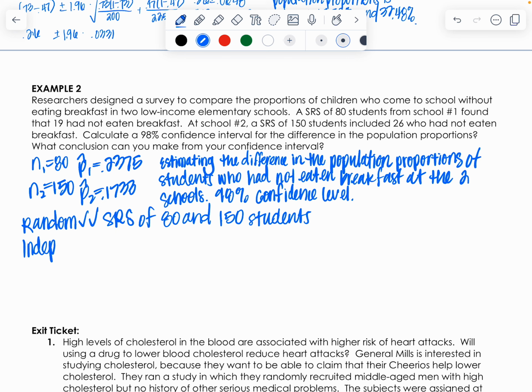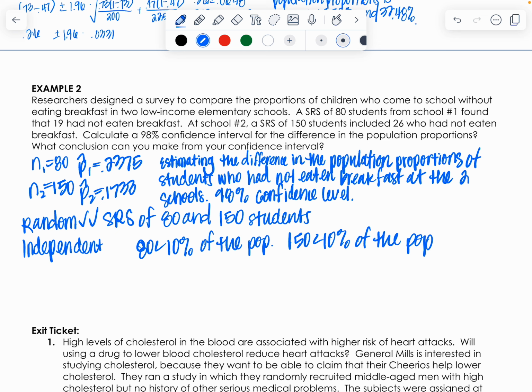Independent. Well, this is one where we sort of are just going to assume that these are larger than or smaller than 10% of the population. So here we could say 80 is less than 10% of the population, and 150 is less than 10% of the population. Okay, excellent. So we're going to double check off our independence and then normal.